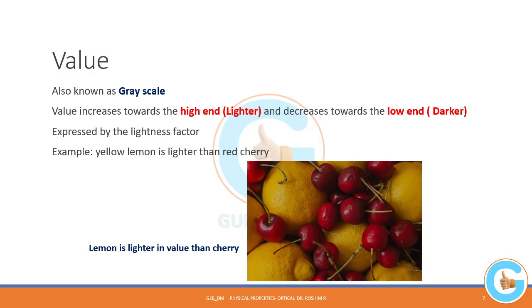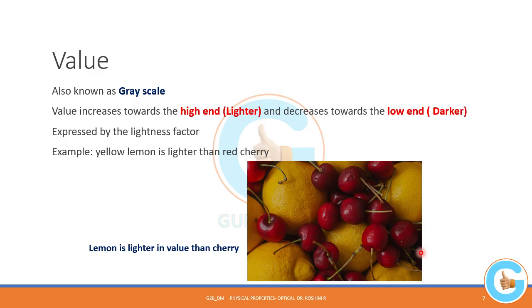Now let's move on to value. Whenever you talk about value, it is always lightness and darkness. It is also called grayscale because you will have a scale of lightness, followed by increased contrast and followed by darker colors. So you can appreciate value with this example.